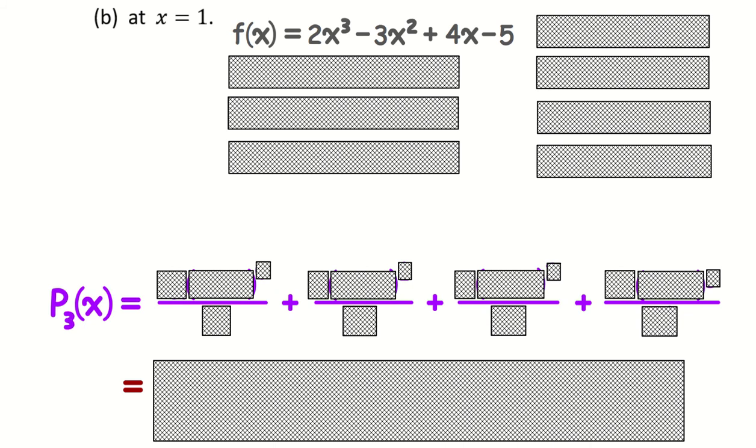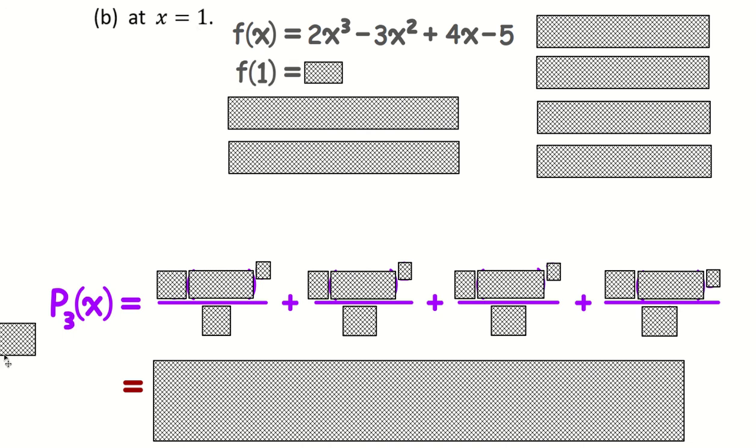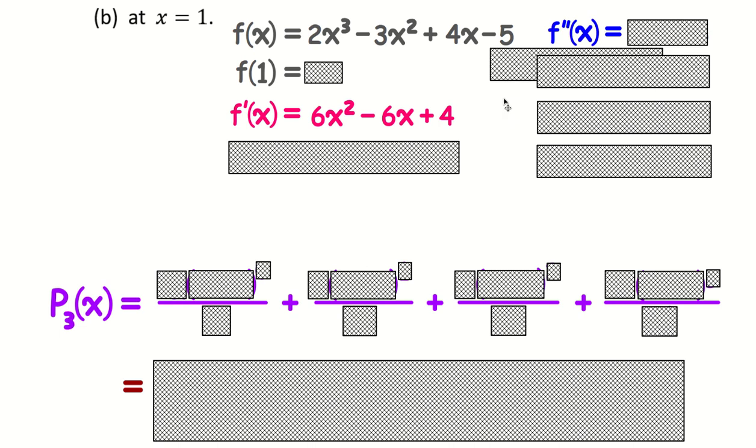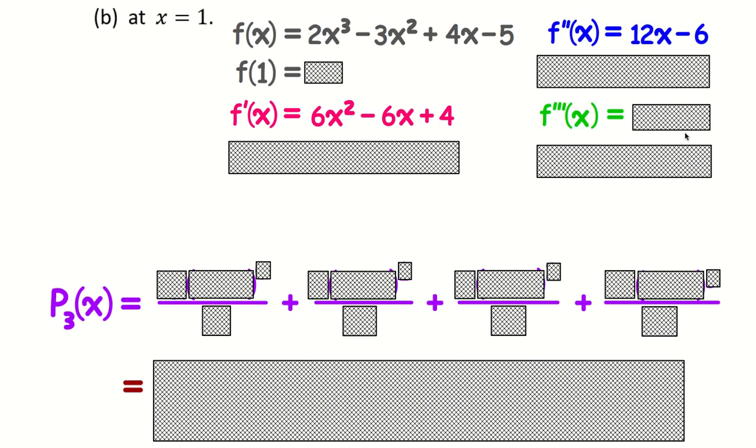And then the last example, we're doing the same exact function again, but now we're going to see what happens if we're going at x equals 1. So it's the same derivatives, right? But now we're plugging in 1. So what happens when we plug in 1? 2 times 1 cubed minus 3 times 1 squared, blah, blah, blah. Spoiler alert, you get negative 2.